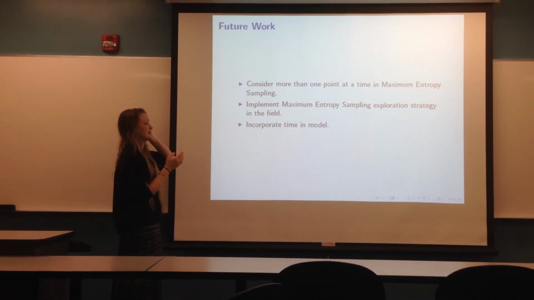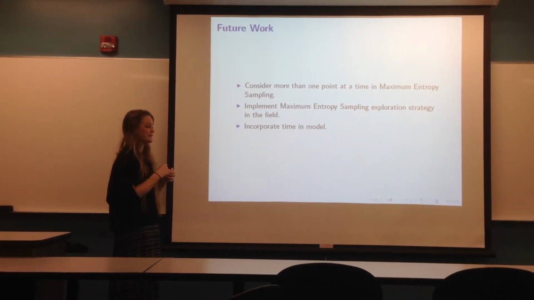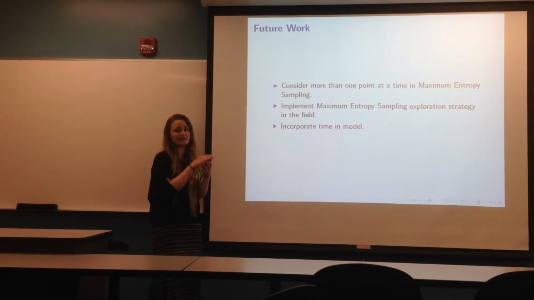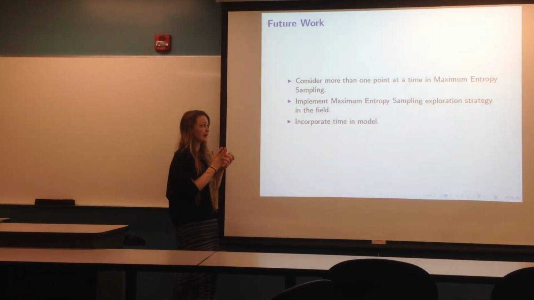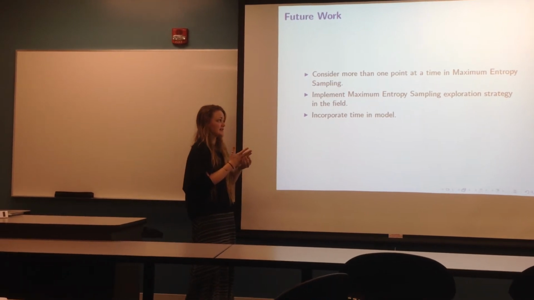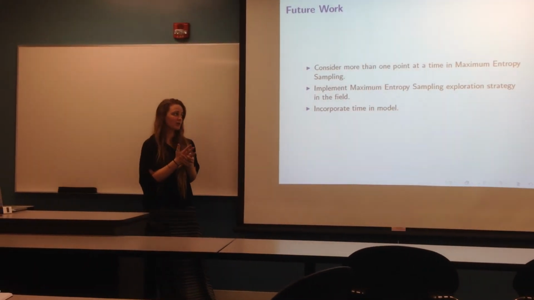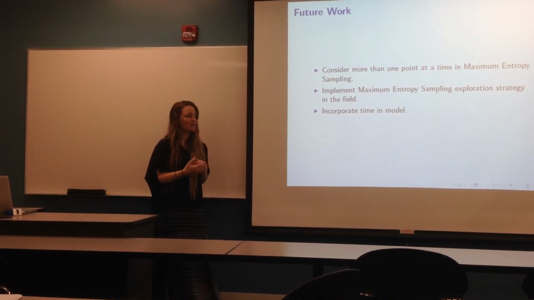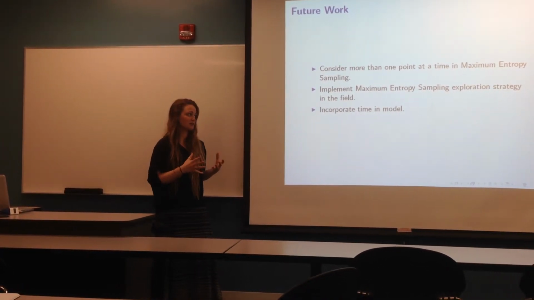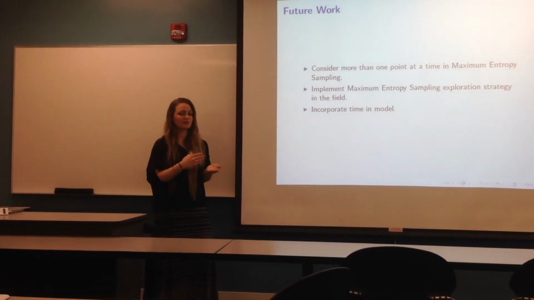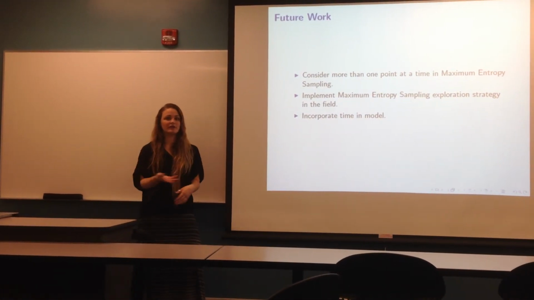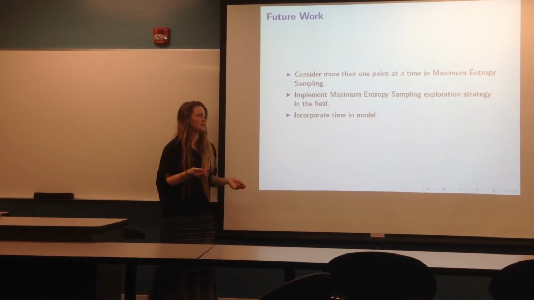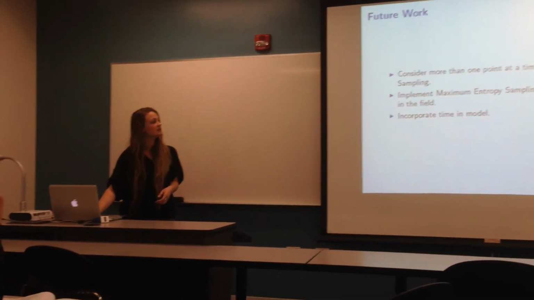And then we would like to implement this maximum entropy sampling in the field. We weren't actually able to implement it in the field. They just gathered data, like I said, at different altitudes, and we got to apply our Gaussian process model. And then lastly, to incorporate time in the model. The samples that we took in the beginning might not affect our model farther along as we've been sampling more and more, because wind will change the values, perhaps the wind direction will change, and so on and so forth. So that is what I have.